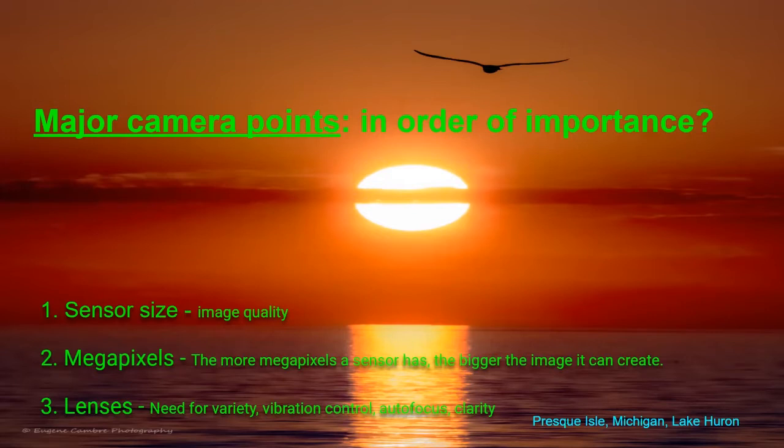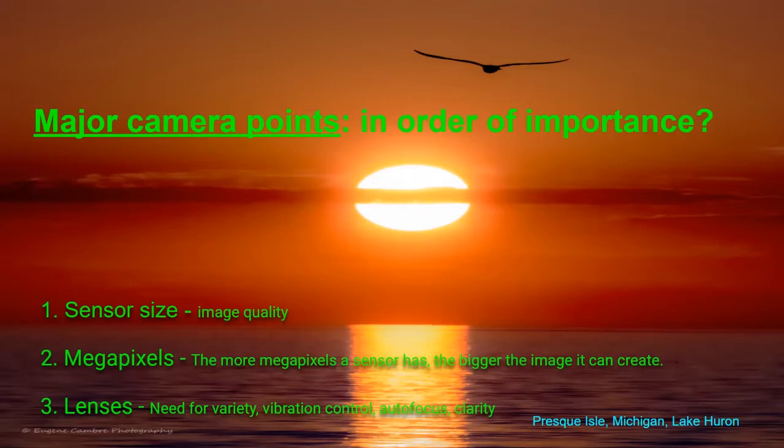The next one that is important is megapixels. The more megapixels that a sensor has, the bigger the image it can create. So if you have a half-size sensor and 100 megapixels, you'll have a crummy picture compared to a 1-inch sensor, full-size, and half of the megapixels. This goes back to the sensor, but megapixels will be the next thing to push.